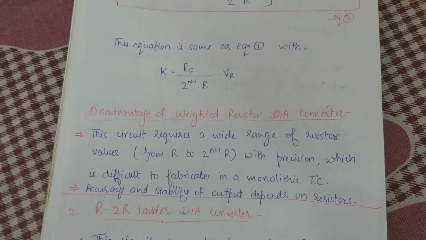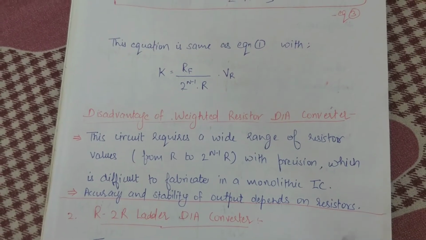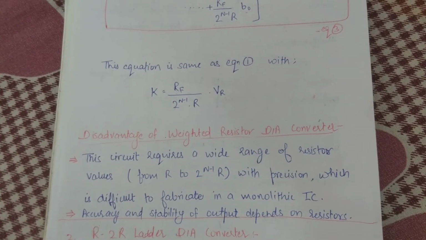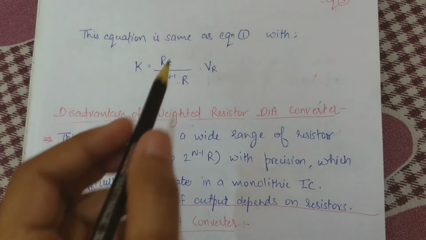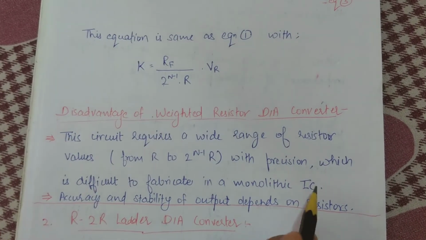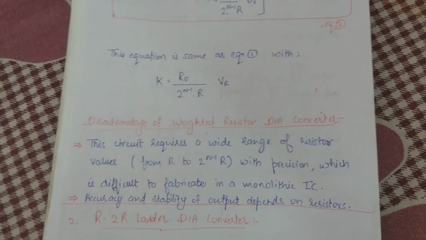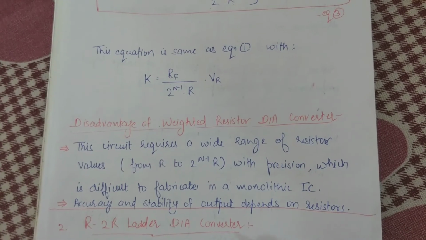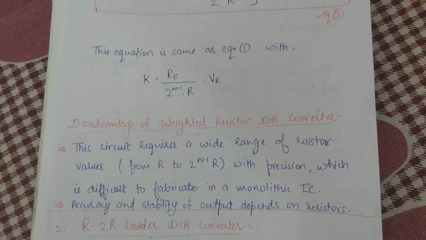And the second disadvantage is that the accuracy and stability of this circuit depend entirely on the resistors. So if with time, temperature and other atmospheric conditions change, then the output of this circuit will also change because of the change in the resistance value. Okay, so this is the disadvantage of this circuit, which will be removed in the next circuit, the R2R ladder digital to analog converter circuit, that we will do in the next lecture.